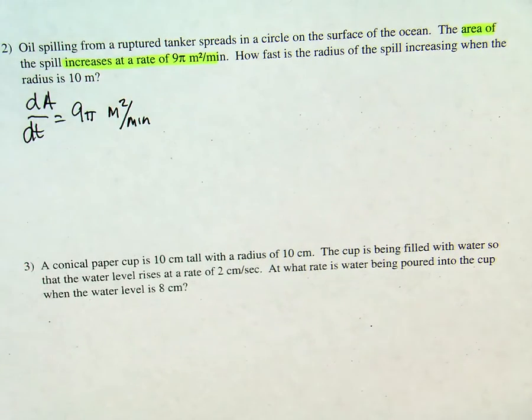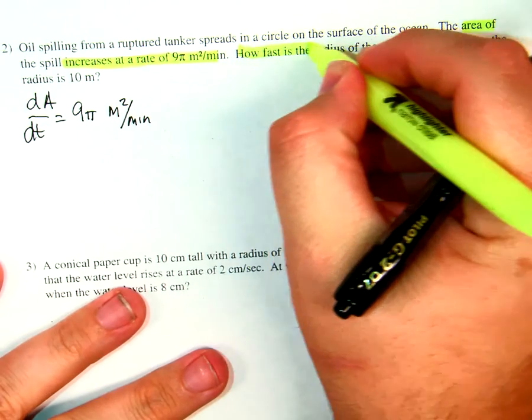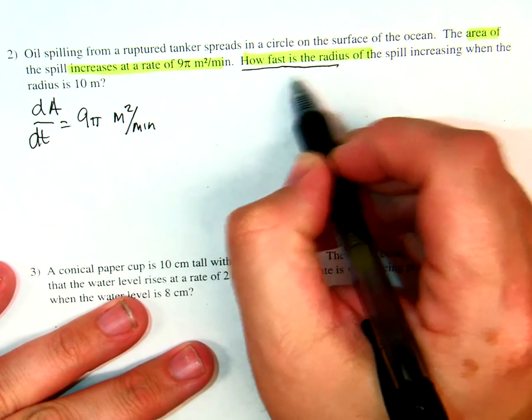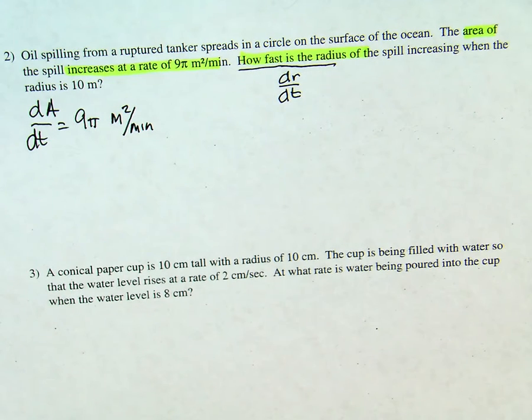How fast is the radius of the spill increasing? Whenever it says how fast, and it says how fast is the radius, that's going to be a dr dt. When you're looking at these problems, they're talking about whether area is increasing, or the rate at which something is increasing or decreasing, or how fast. All of those are indications that you're talking about some type of rate of change, which means a derivative of some kind.